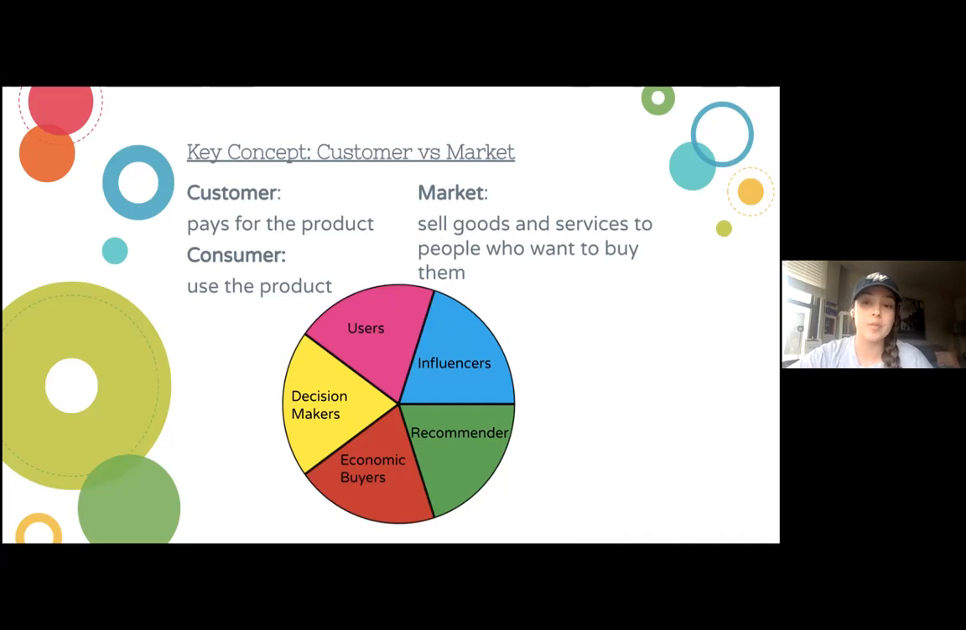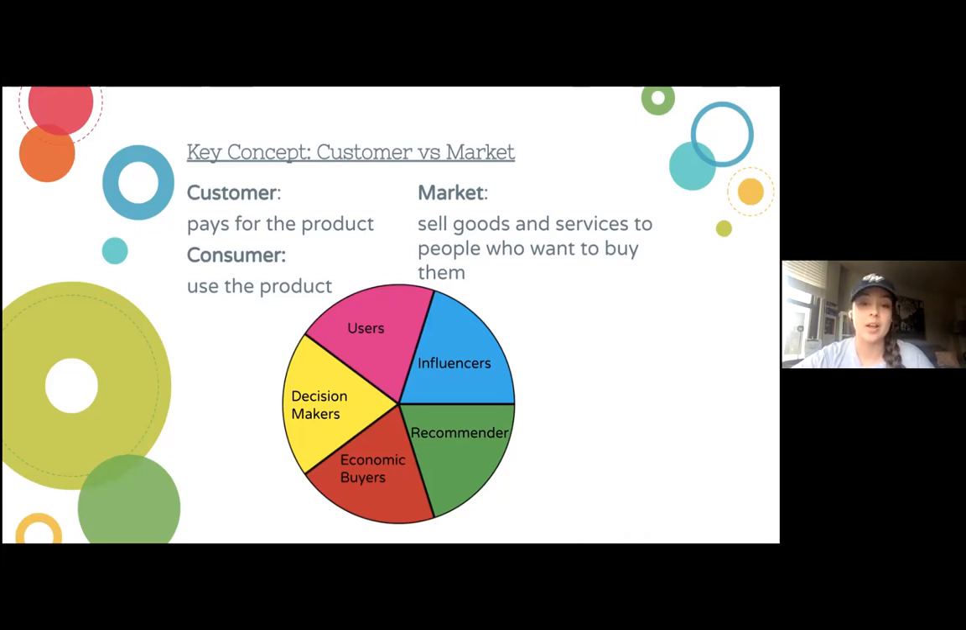And customers can be further broken down into 5 different types as outlined in this pie chart. So first, you have your users. These are the people who actually use your products. You have your influencers. These are people who influence the purchasing decisions, as well as recommenders. And these are people who are going to evaluate your product, whether that be different bloggers or experts.